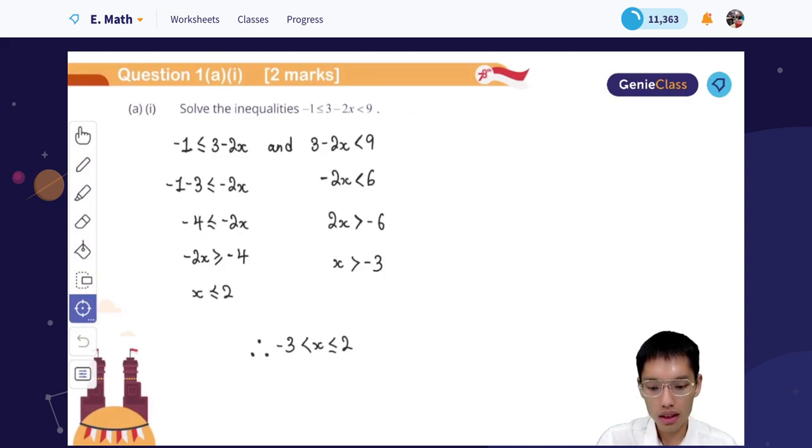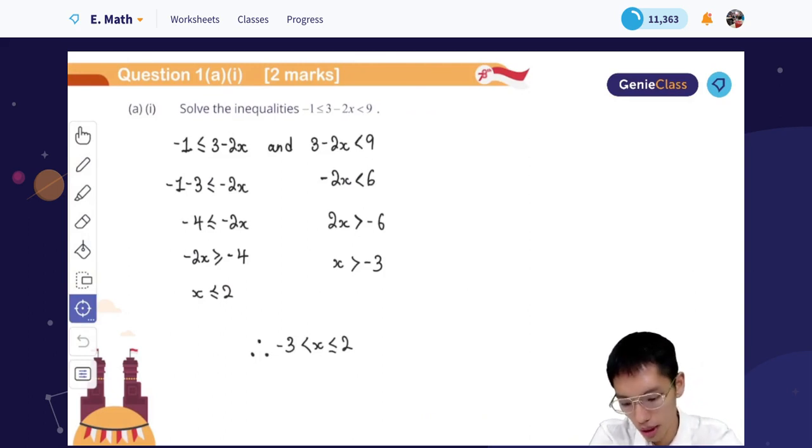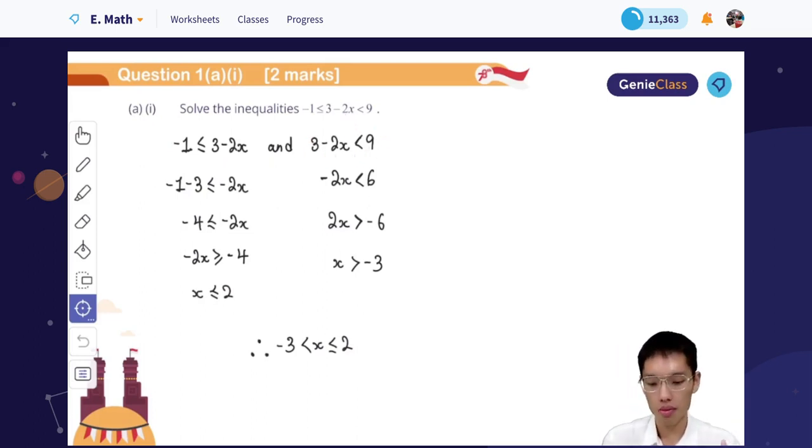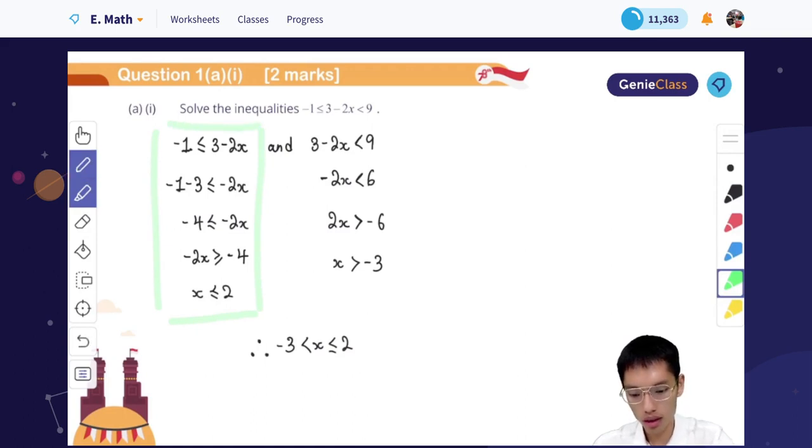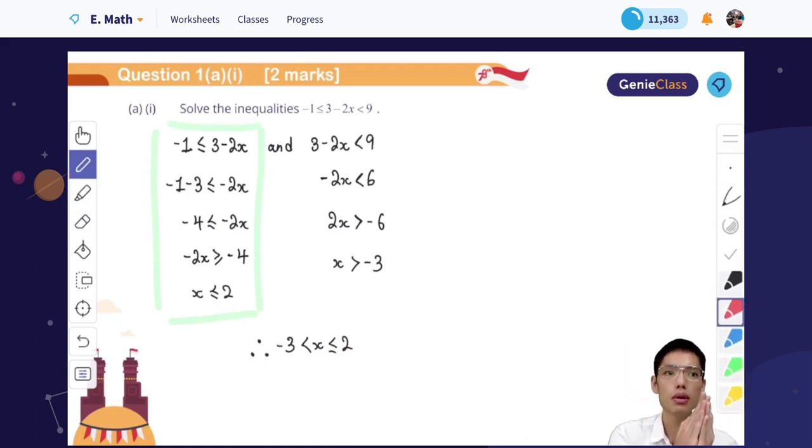Now, first standard question, question 1A part 1. This is actually a simultaneous linear inequality question, so how will we solve it? Firstly, we break it up into our two inequalities and usually we break them up separately. For this part, take note that it involves some negative signs. Always remember variables on the left, constants on my right.